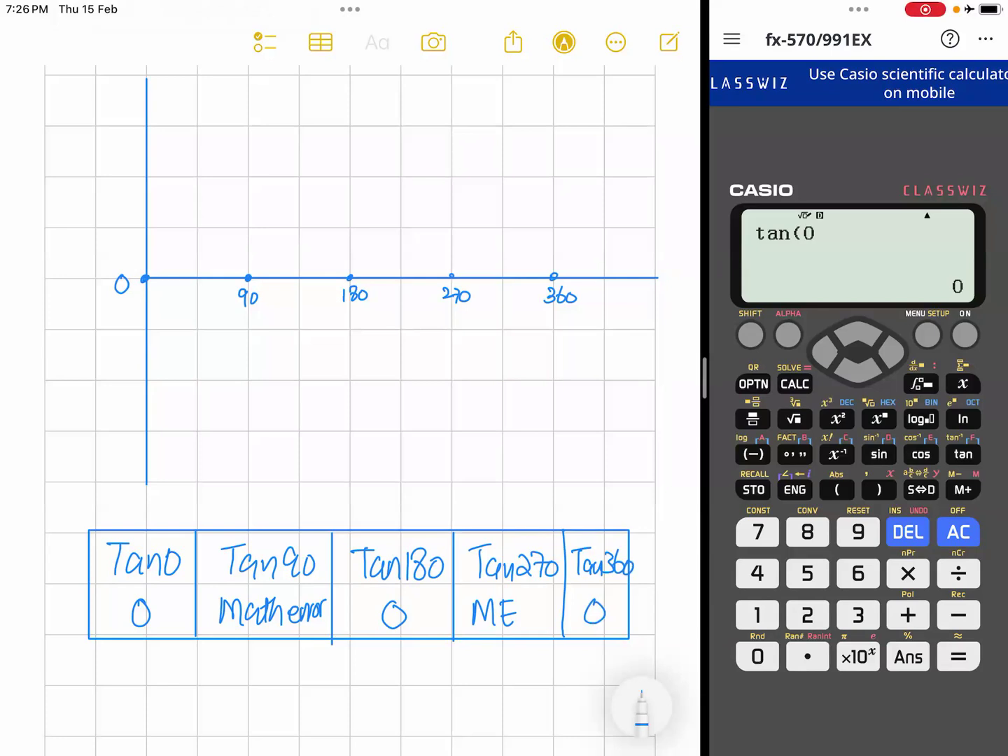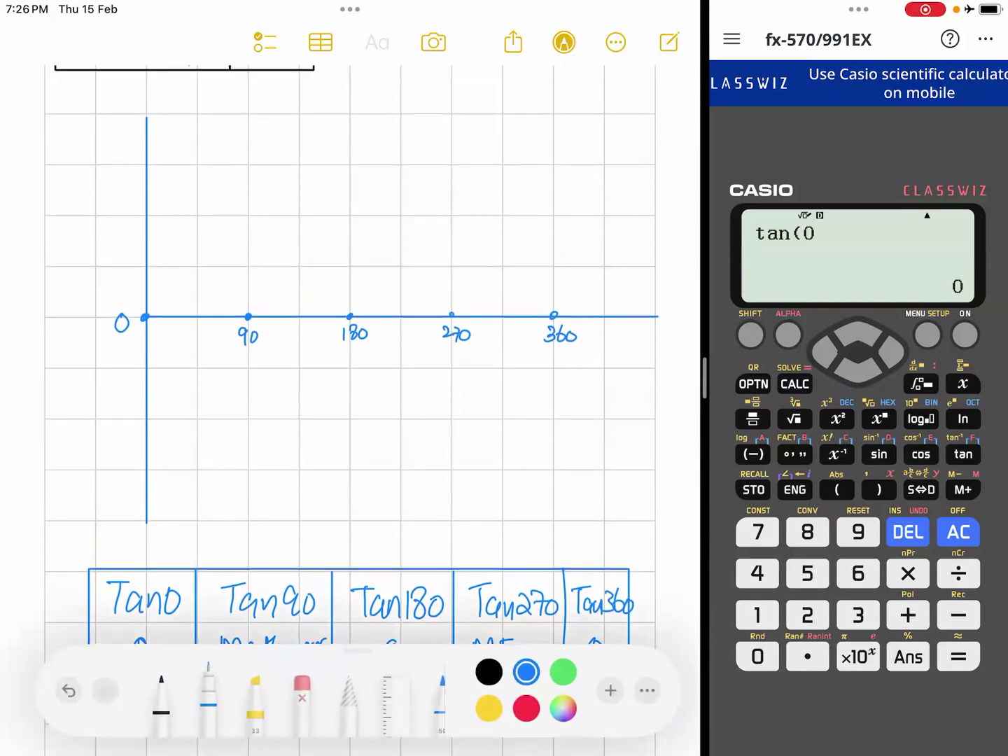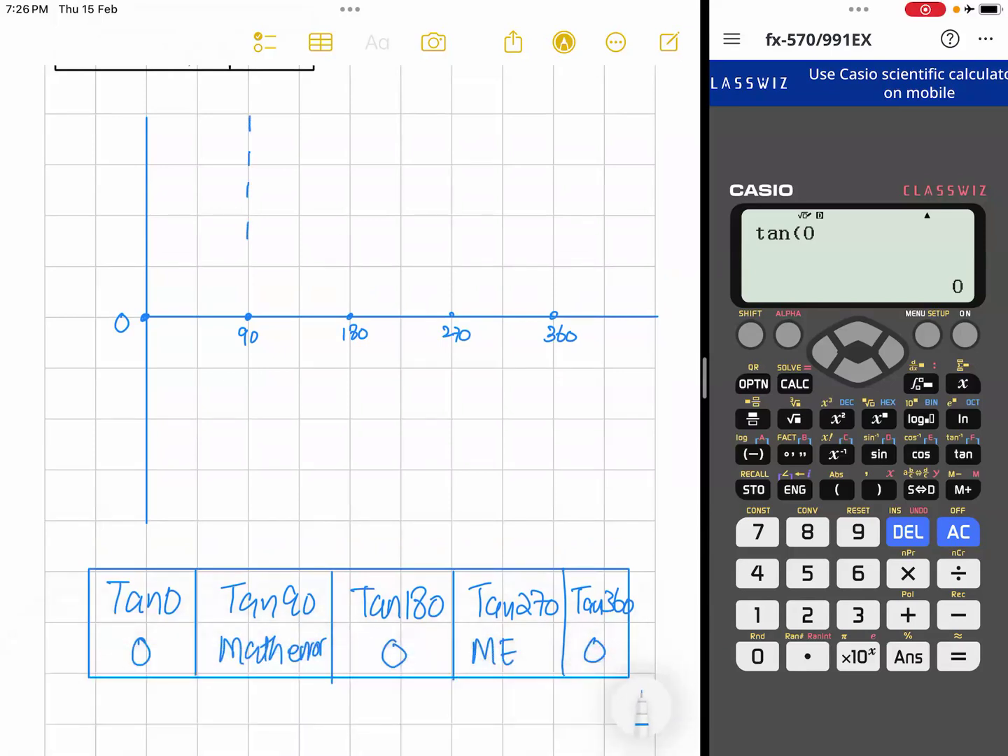Yes, sir. So it means that on 90 we are going to get a math error. So we are going to draw a dotted line at 90, because it's a math error. We cannot touch this point. We cannot touch 270 as well. Agree? Yes or no, beta? Yes, sir. Now, beta, you have to memorize the pattern of this graph.